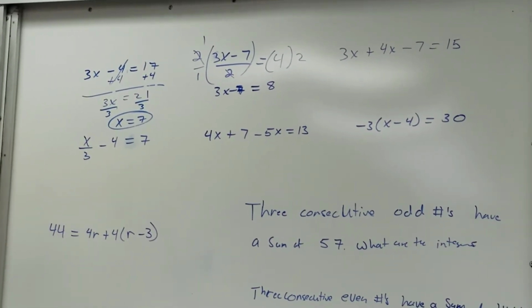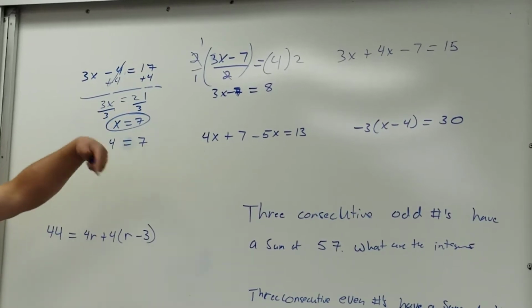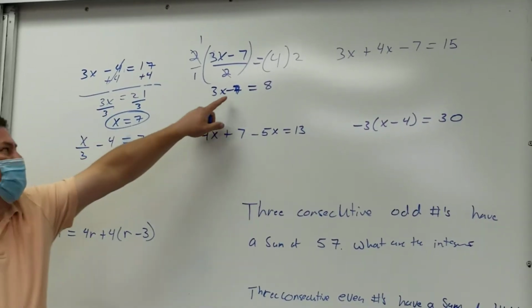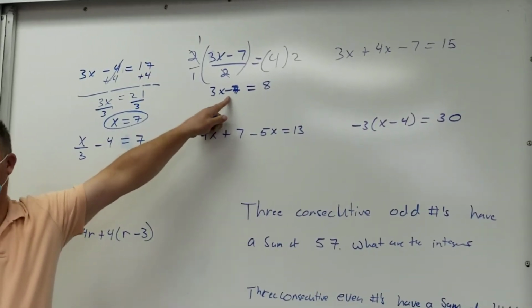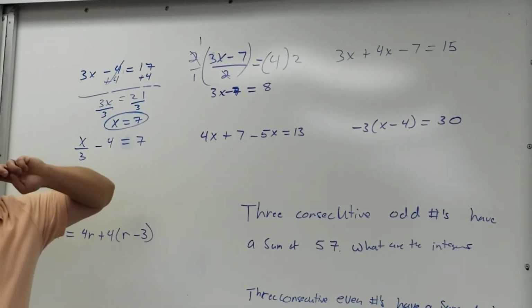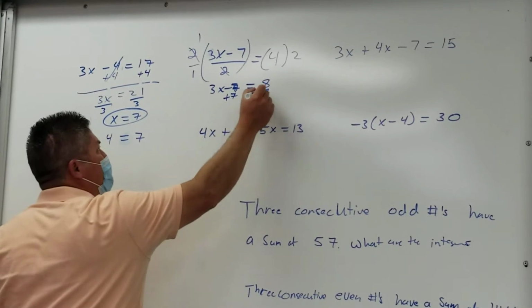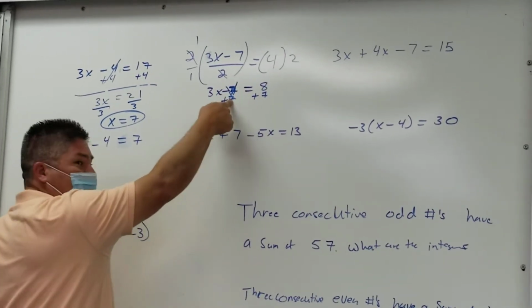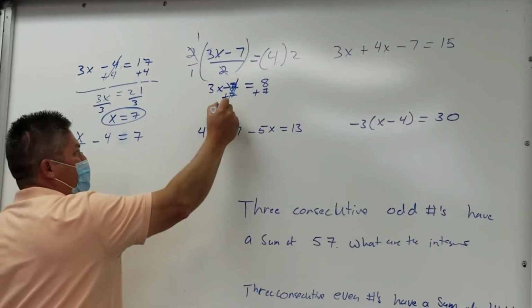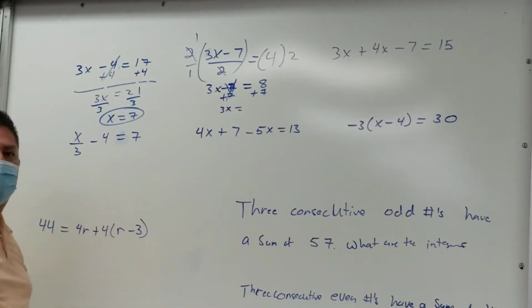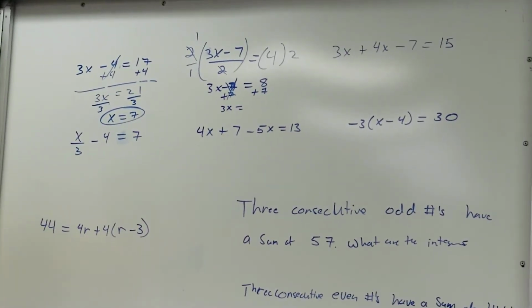Okay, so Brian, what next should I get rid of? 7. Good! You want to get rid of the addition and subtraction next. It's subtracting 7, so what's the opposite of subtracting 7? Add 7. So I'm going to add 7. Again, both sides. These 7s create a 0. 0 plus 3x is 3x. That's how I get rid of it. The other side, what's 7 plus 8?